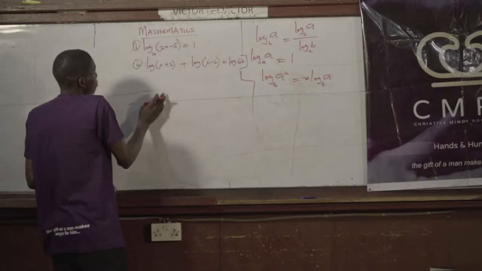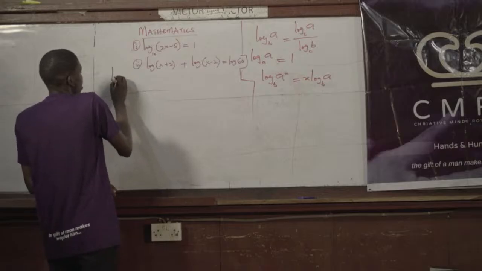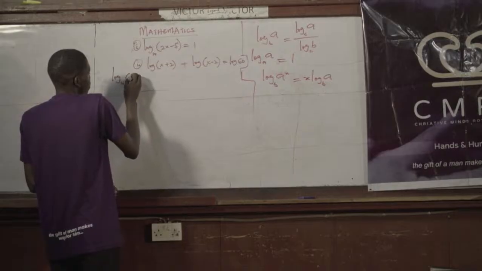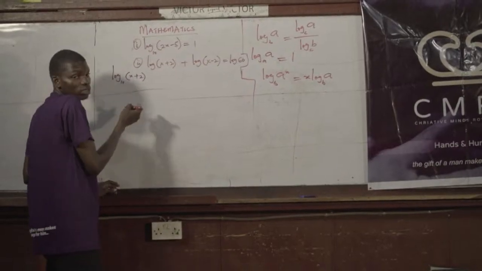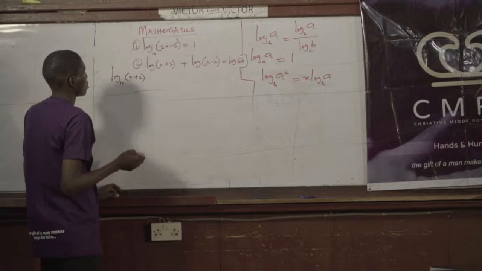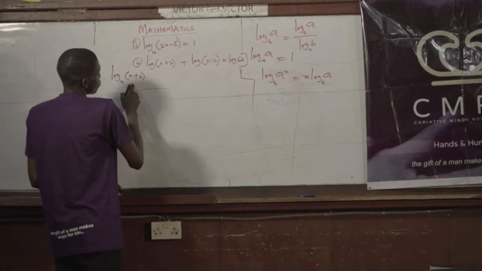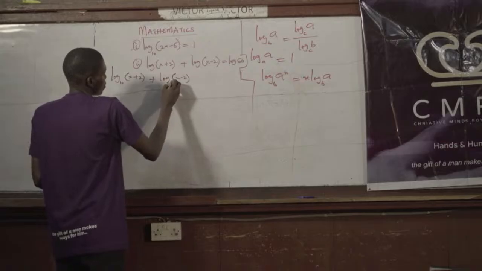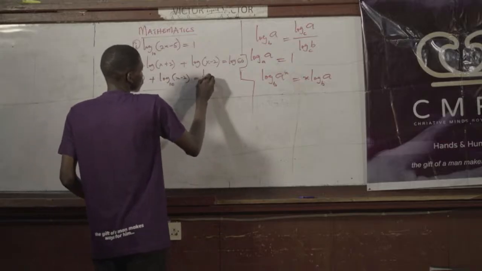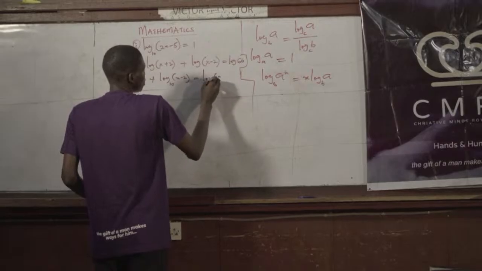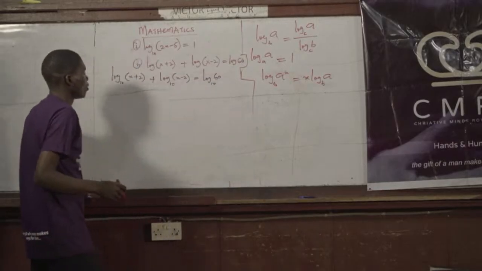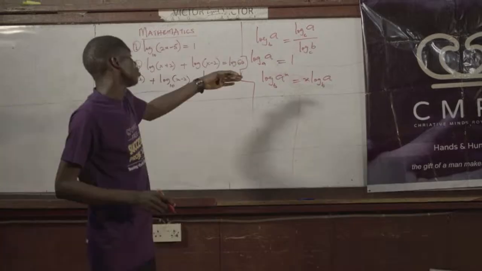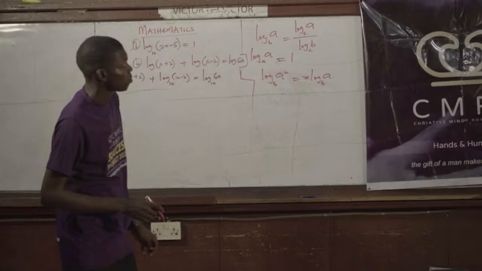So if they are all in base 10, it simply means that if I have my log, this is in base 10. If you like, you can write it, or you might just leave it like that. So I have log (x plus 2) base 10 plus log (x minus 2) base 10 is equal to log 60 base 10. So if I have something like this now, from here we can apply our rule of logarithm that we wrote in the other time.